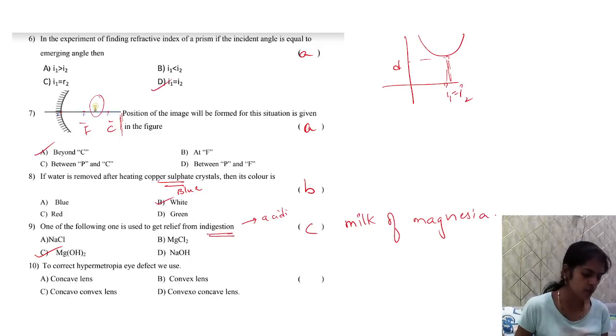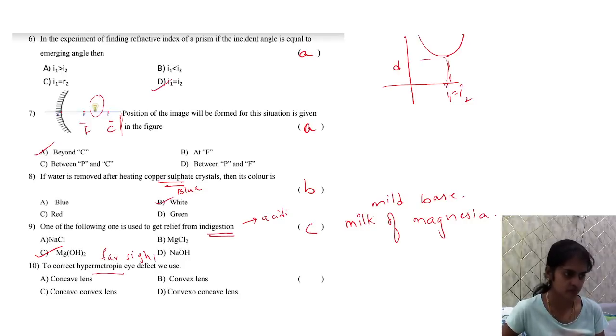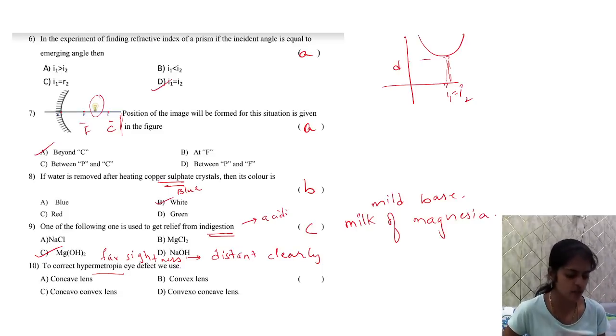To correct hypermetropia. Milk of magnesia is a mild base. Now, what is hypermetropia? Farsightedness, which means you can see distant objects clearly. Farsighted means I can see far objects. To correct this, what do we use? Convex lens. To correct hypermetropia, we use a convex lens.